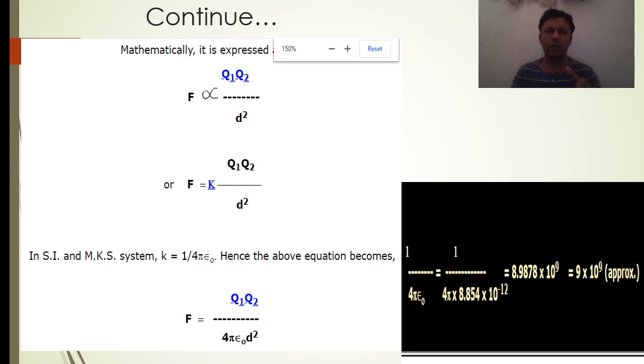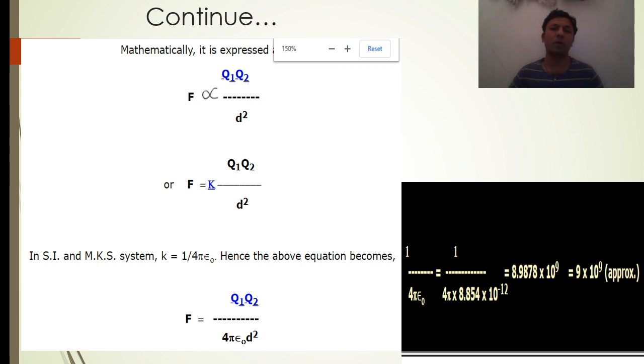And also if we consider the permeability, which is inversely proportional to that, which is written in our law, then the final equation becomes Q1 Q2 divided by 4 pi epsilon 0 into D square, where Q1 Q2 are the charges, D square is the distance between the two charges, and epsilon 0 is the absolute permittivity.